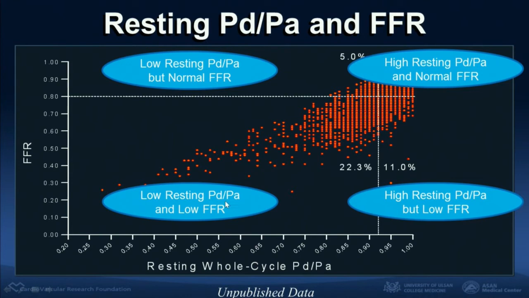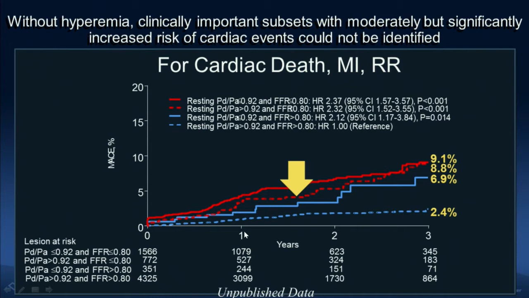When you plot this, this is our registry data, not published, but the clinical outcome is different according to the different group. Both normal is the best result, but either-abnormal groups show a higher risk compared to the both-normal group. So without hyperemia, when you just use the resting index, this clinically important subset with moderately but significantly increased risk of cardiac events could not be identified.